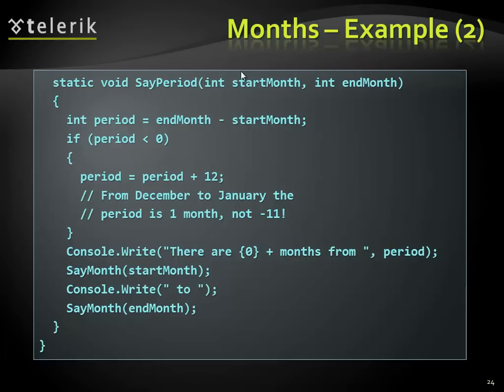And this one takes 2 integers, which are 2 months, and checks how many months between the 2 months. So we have 2-month numbers. We're checking the period between them by subtracting. If we are getting a number which is negative, that means that they were opposite months. We're adding to our result 12, because we have to get it to the following year.